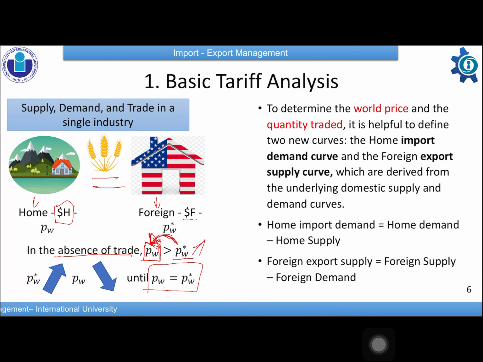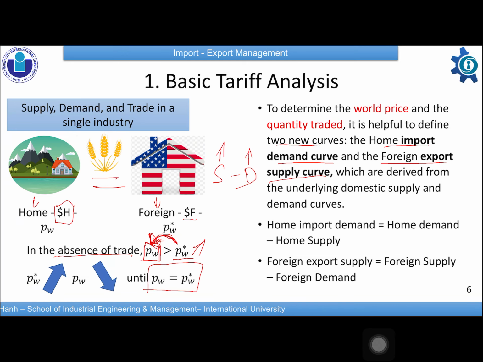Okay. So how can we determine the world price and the quantity traded between them if they decide to trade with each other? To determine them, we need to define two curves. The first one is the home import demand curve, and the second one is the foreign export supply curve. We need to know supply and demand, right? Here the supply is from the foreign country and the demand is from the home country.